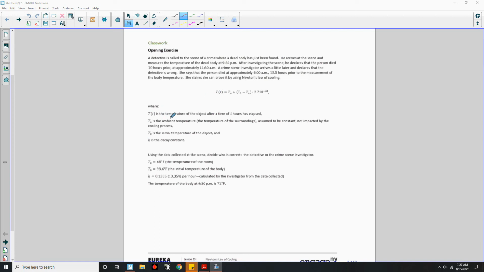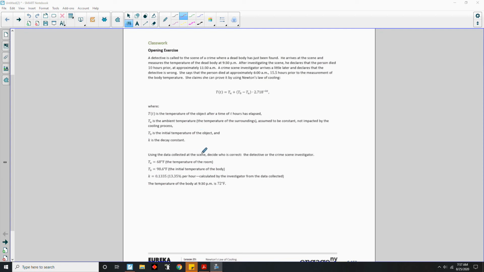T sub a is the ambient temperature, the temperature of the surroundings. So this is the temperature of the room or the air where the body was found, assuming it is constant, not impacted by the cooling process. T sub 0 is the initial temperature of the object. So if he was healthy and didn't have a fever, he should have been around 98.6 degrees, 98, 99 degrees. That'd be T sub 0. And k is the decay constant, right here.